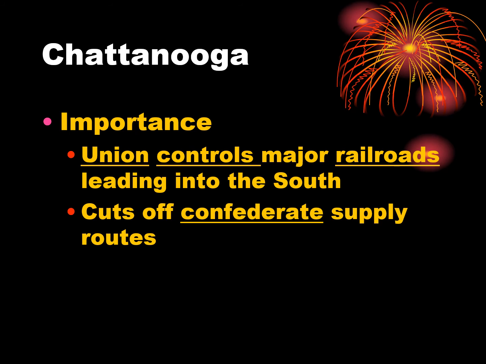So they accomplished this, and in so doing, they control the major railroads leading into and around the South. This cuts off Confederate supply routes, whether it be armies for the North or anywhere else. Okay, so this is a huge victory, and so this is a succession of victories, rather, for the North between July of '63 and really November of '63. So this is a major swing time in this.